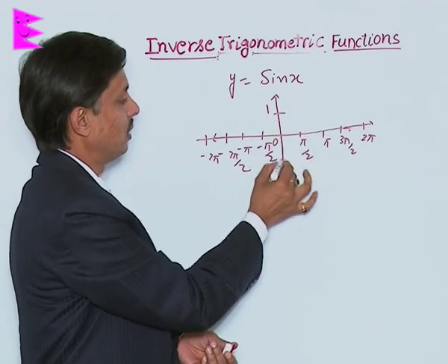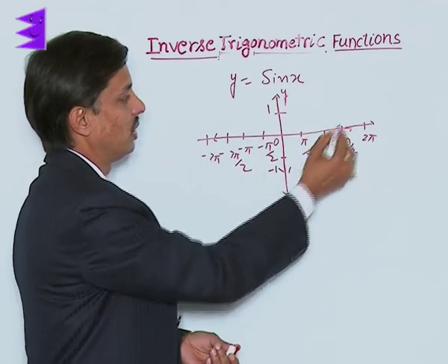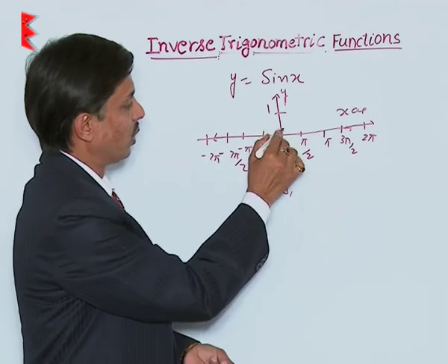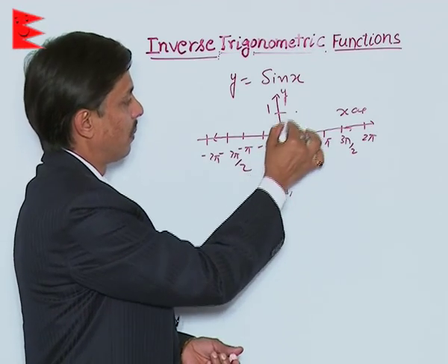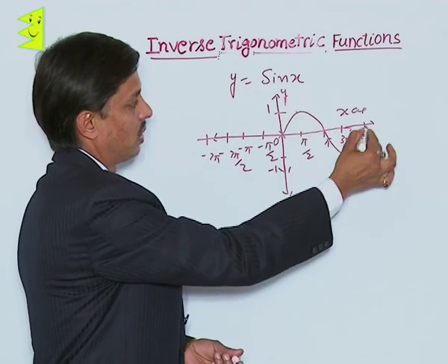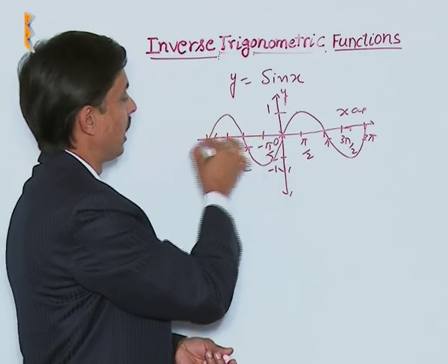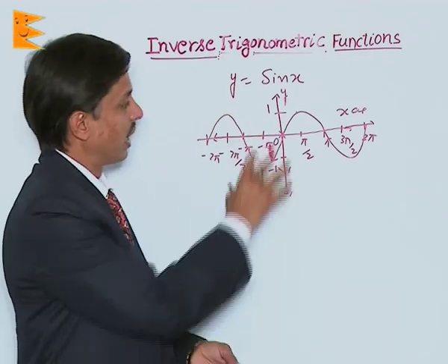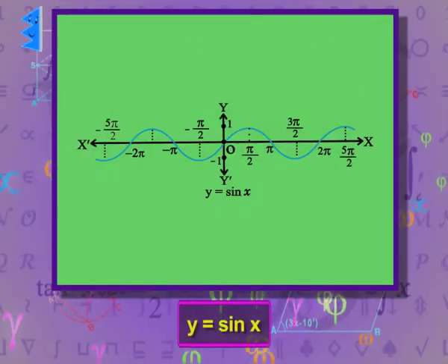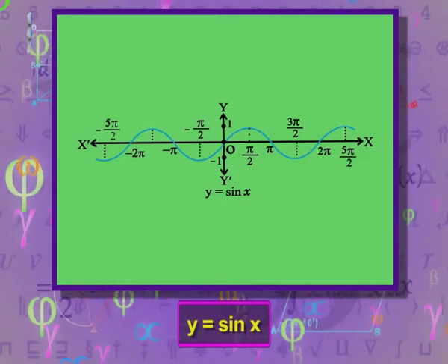Values positive 1, negative 1. This is the y-axis, values of y. This is the x-axis, here we are taking the angles. We know that at 0 sin is 0, at pi by 2 it is 1, at pi it is 0, at 3 pi by 2 it is minus 1 and at 2 pi it is 0. Now it is going to minus 1, minus pi, this and that. We are getting the graph of y equals sin x from minus 2 pi to plus 2 pi, and similarly it will keep repeating.